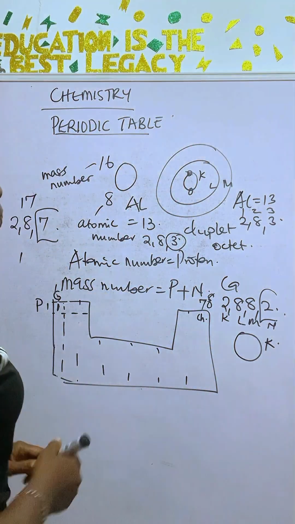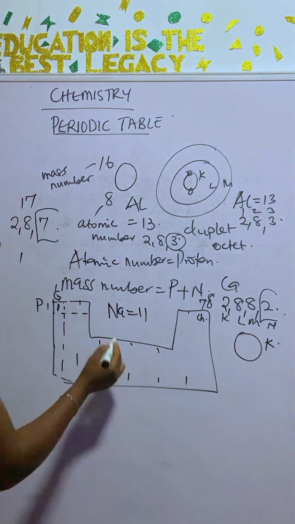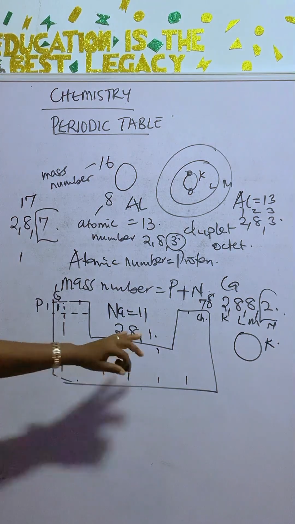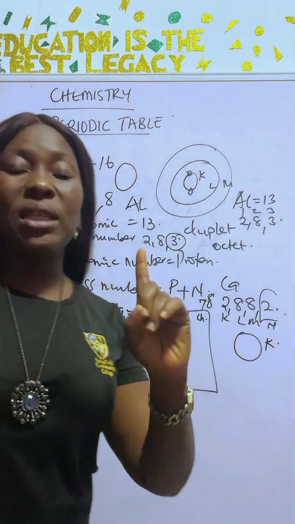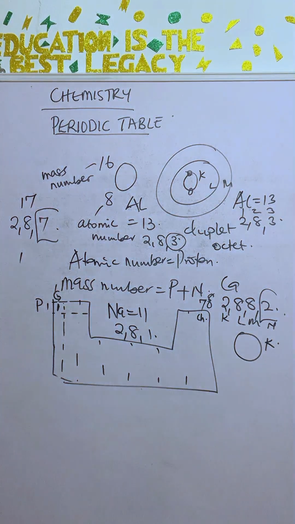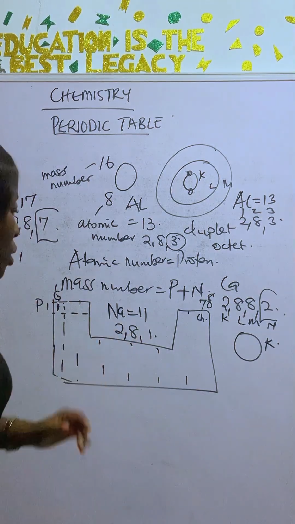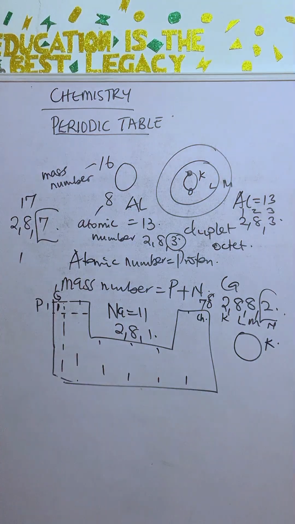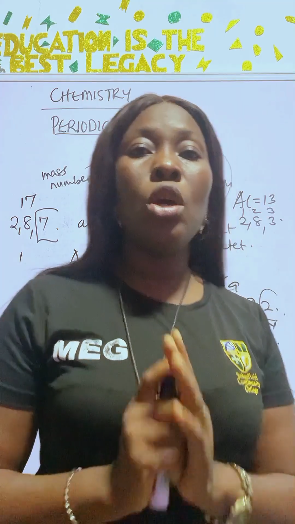So let's take sodium. Sodium, we said sodium is 11. So now it's 2, 8, 1. Now, what group does sodium belong to? Sodium belongs to group 1 because it has only one valence electron at the outermost shell. Is it okay? Now, which period does sodium belong to? It belongs to period 3 because it has K, L, M. Are you getting it now? So that is how you know the period and the group a particular element belongs to.